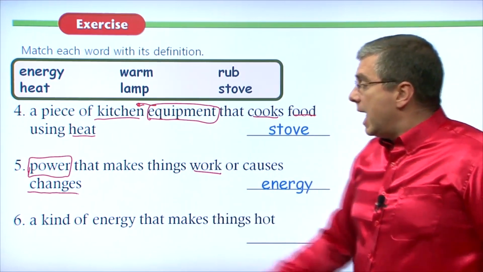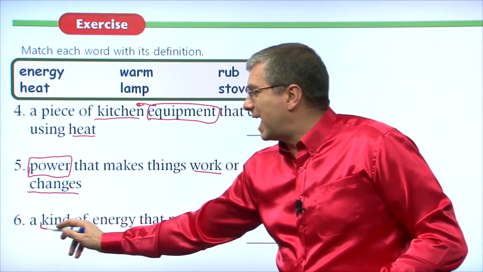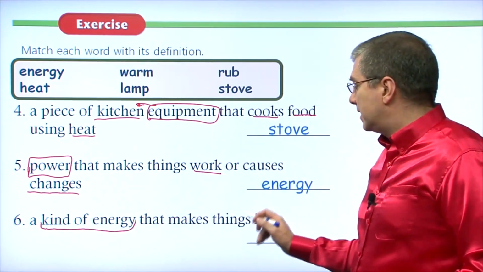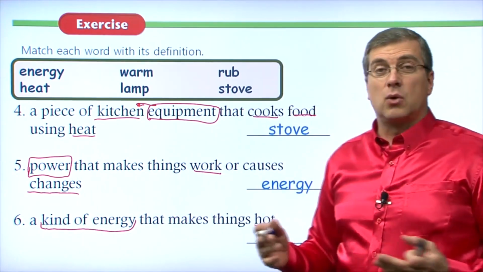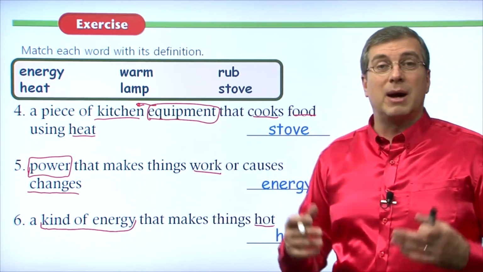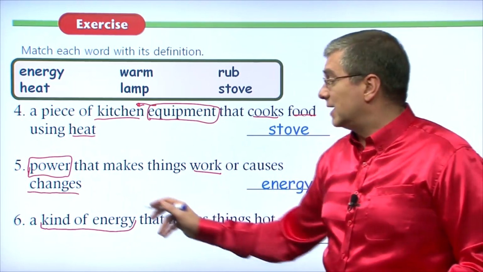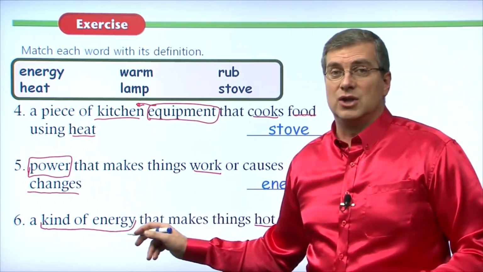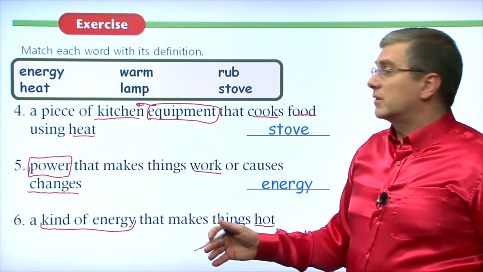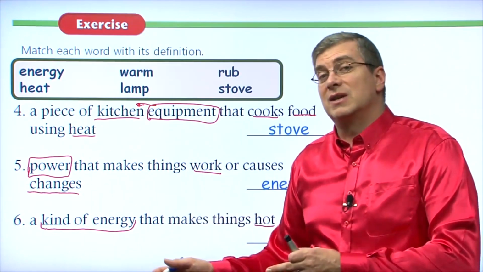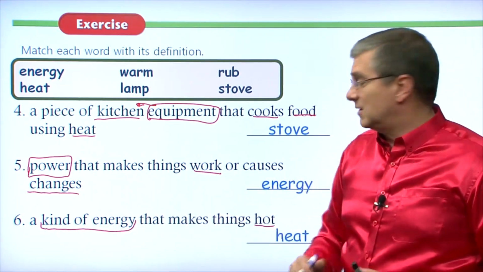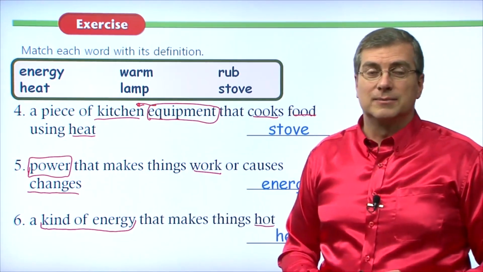Finally, number 6, a kind of energy. So this is a kind of energy, a type of energy that makes things hot. And that, of course, is the title of our unit. That, of course, is heat. We're talking about heat in this unit. It is a type of energy, a kind of energy. Remember, there's lots of different kinds of energy, right? When we talked about the lamp, that uses electricity. That's a different type of energy. But we're talking about this type of energy, heat. It makes things hot. Okay?